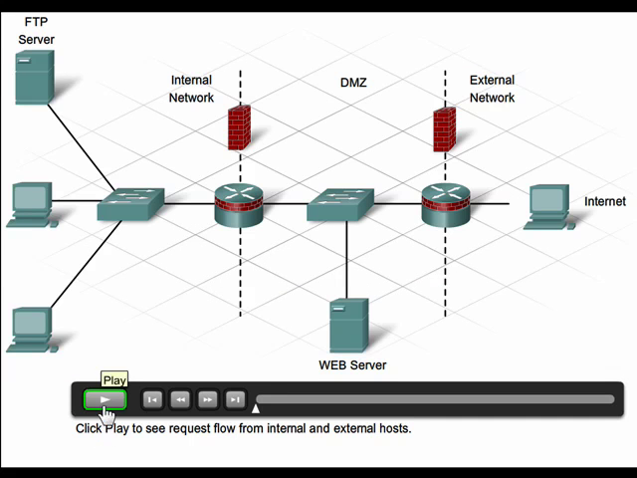In the first segment, an internal user requests information from the web server located in the DMZ. Because of rules that are specified in the corporate security policy and implemented on the firewall, this traffic is allowed.